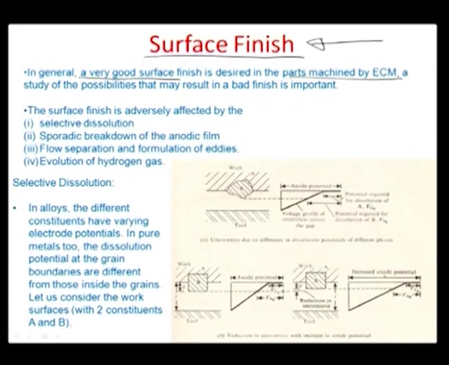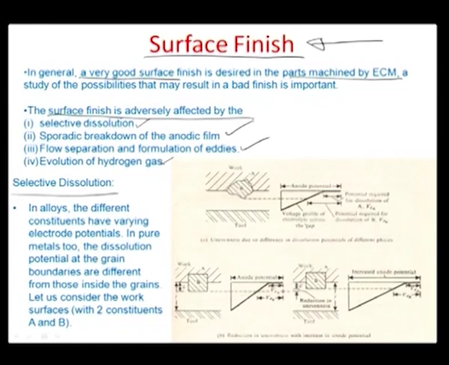So, for two reasons: one, the surface finish is adversely affected by these 3 or 4 processes associated with an ECM. One is the process of selective dissolution, another is the sporadic breakdown of anodic film. Of course, flow separation and formation of eddies, particularly related to local precipitation of the material coming out, etc., and evolution of the hydrogen gas. Okay. So, let us look at these different cases one by one as to how the surface finish is changed adversely because of that. So, first the selective dissolution.